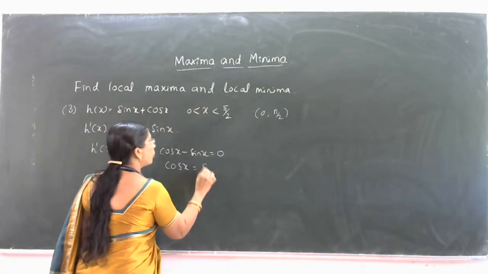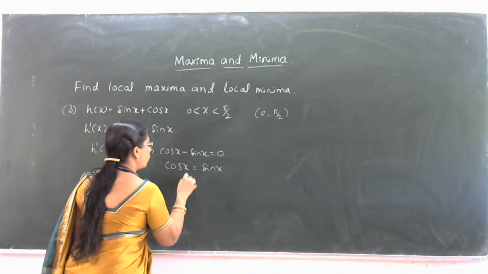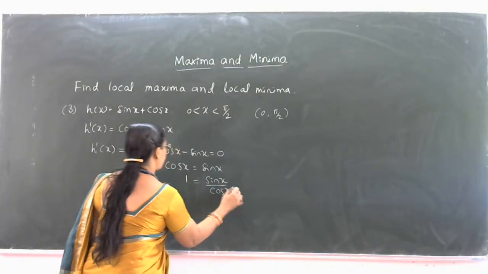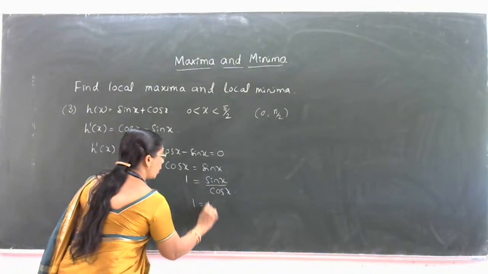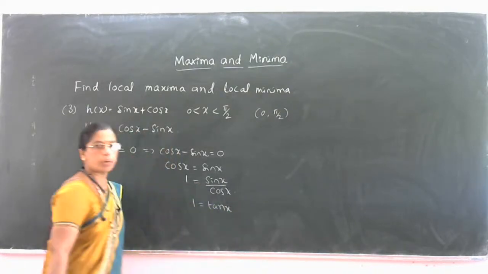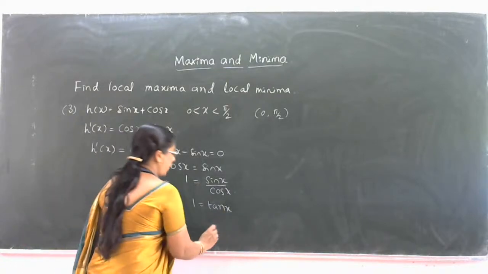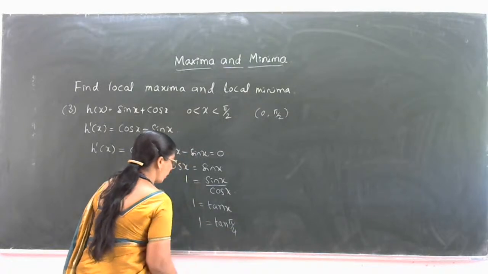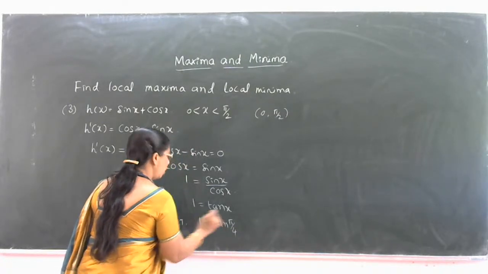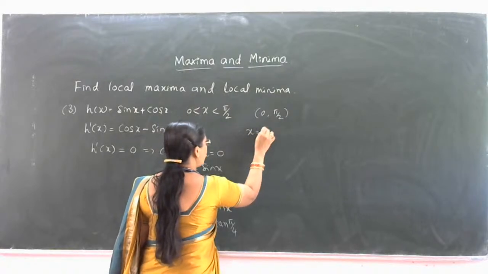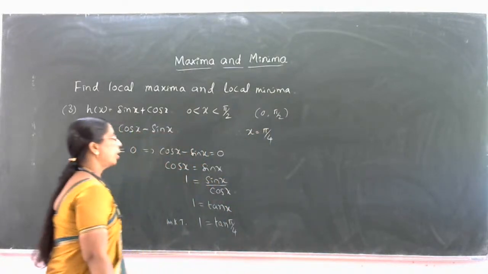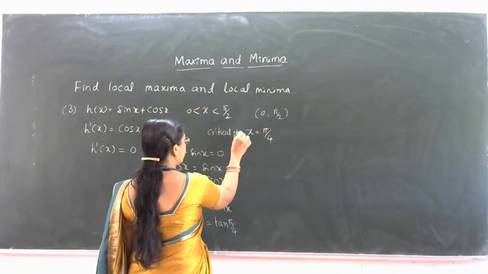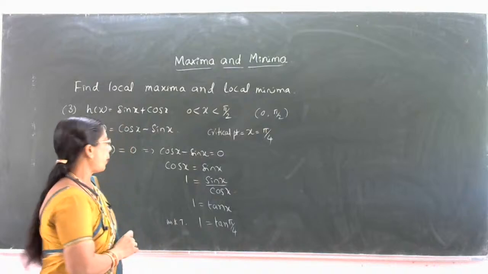Cos x is equal to sin x. Then 1 is equal to sin x by cos x. Then 1 is equal to tan x. We know that tan pi by 4 is equal to 1. Therefore, x equal to pi by 4. It's the critical point.